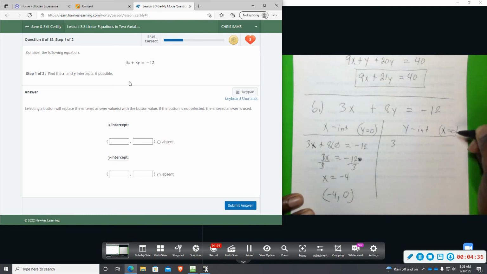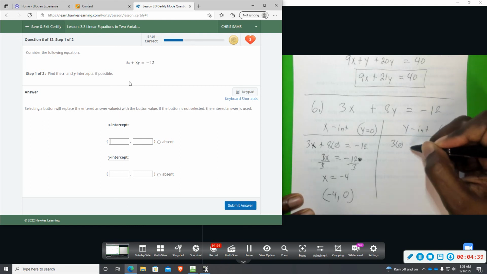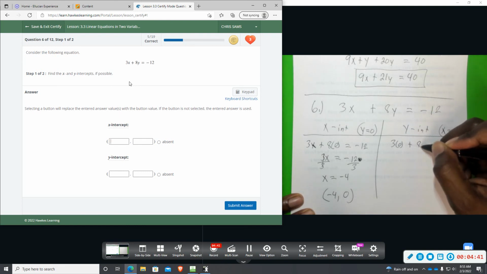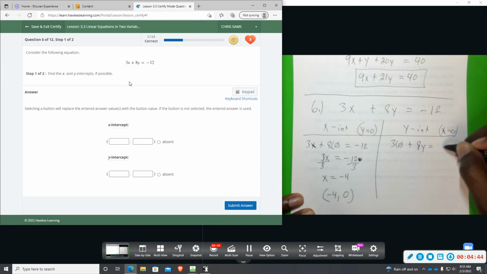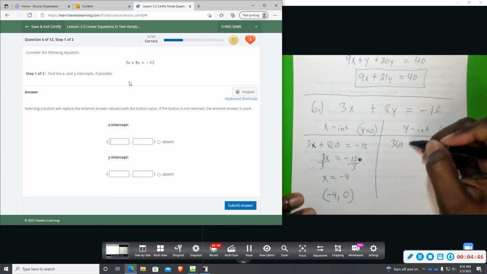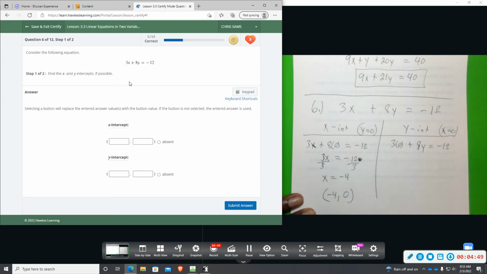3x is 0, so I'm going to plug a 0 here, plus 8y equals negative 12. 3 times 0 is 0. Add 0 to anything, it stays the same. So we have 8y equals negative 12. Divide by 8, and you get y equals, and we're going to reduce this. Both of these can be divided by 4. Negative 12 divided by 4 is negative 3, and 8 divided by 4 is 2. So y is negative 3 over 2.